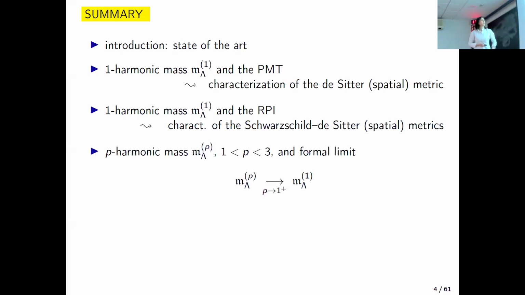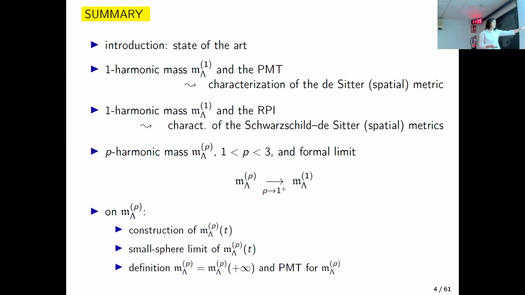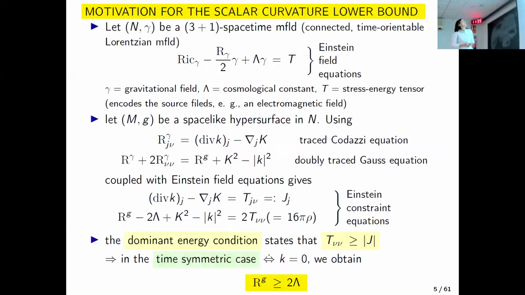And then I will show, and this was the part that was computationally more important in our work, the reason why we found these very nice new total masses: it was in the limit of some p-harmonic masses. So I will describe the formal limit of the p-harmonic masses to the one-harmonic mass, and if time permits, I will also show you how we really arrived at this construction of the p-harmonic total masses. Okay, so let's start from the beginning.